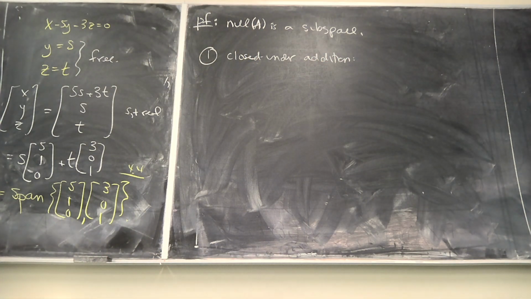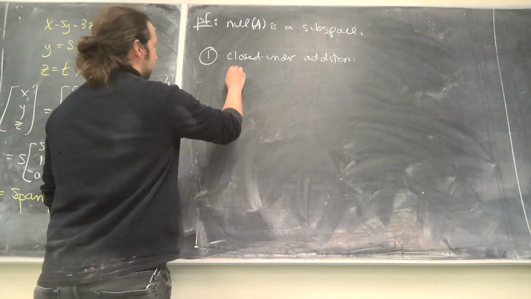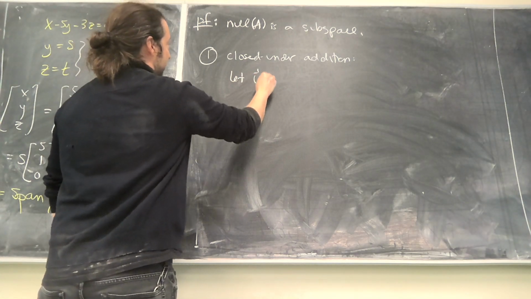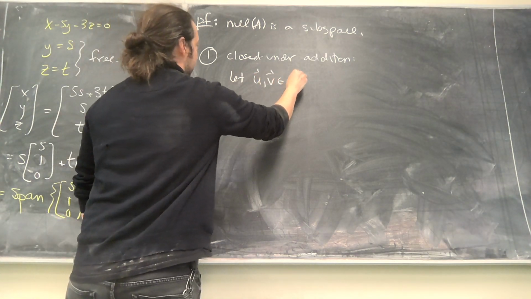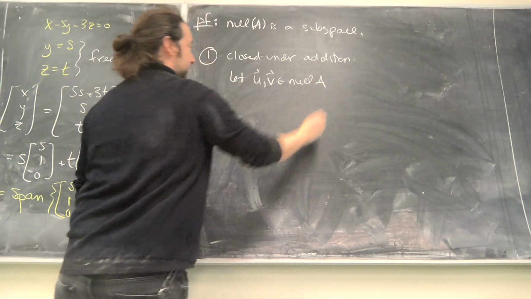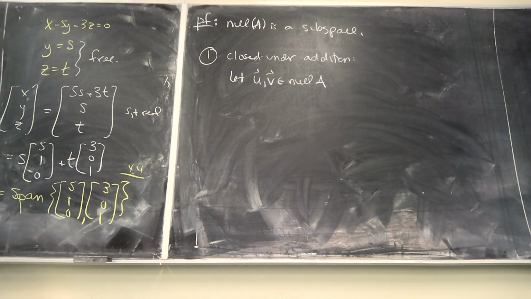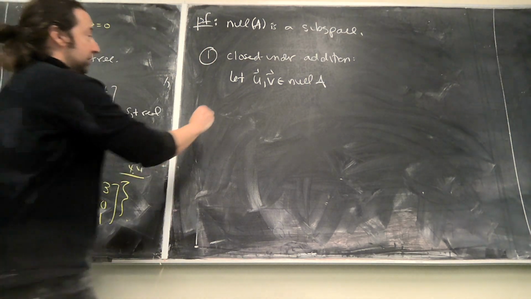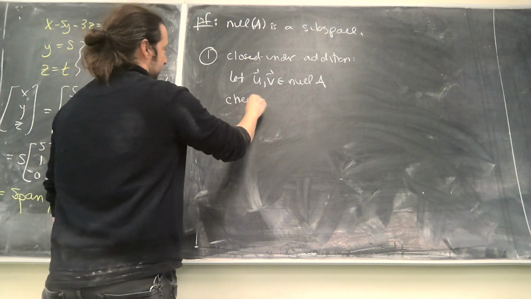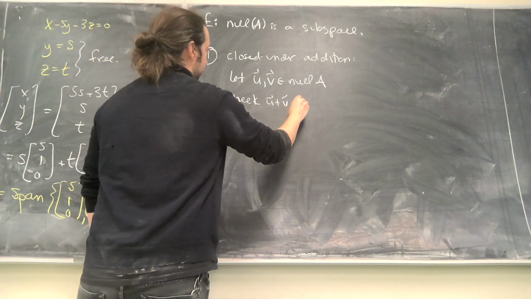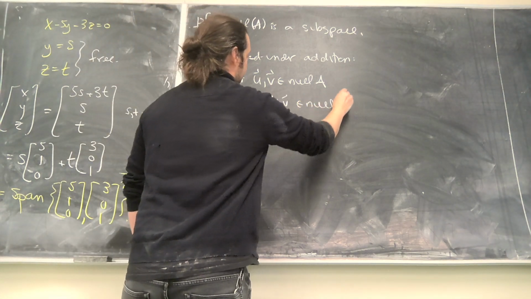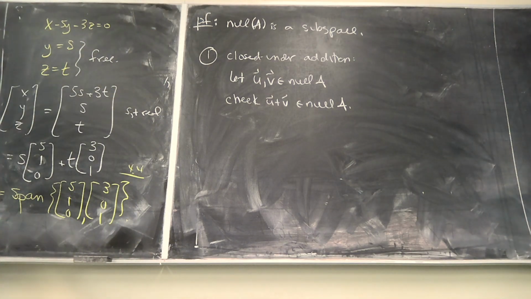So the way this sort of argument goes, this is pretty fast. You let two vectors u and v be in the null space of A. And then we want to check that u plus v is in the null space of A. How am I going to do that? I'm going to multiply by A and see if I can zero out.